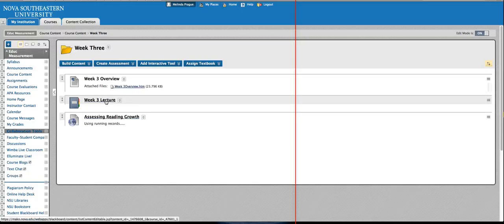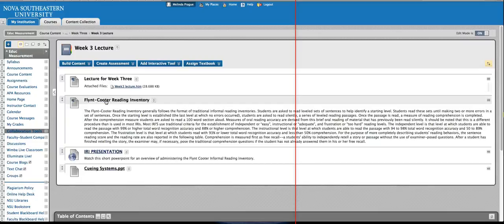I've also included in the lecture area 2 presentations that I think will help you. You have guidelines for what the Flint-Cooter inventory is, and you're going to be administering several portions of this test. You're going to be doing a word list. Of course, you'll start out with the interest inventory, a word list, a silent comprehension, an oral reading comprehension, and a listening comprehension.